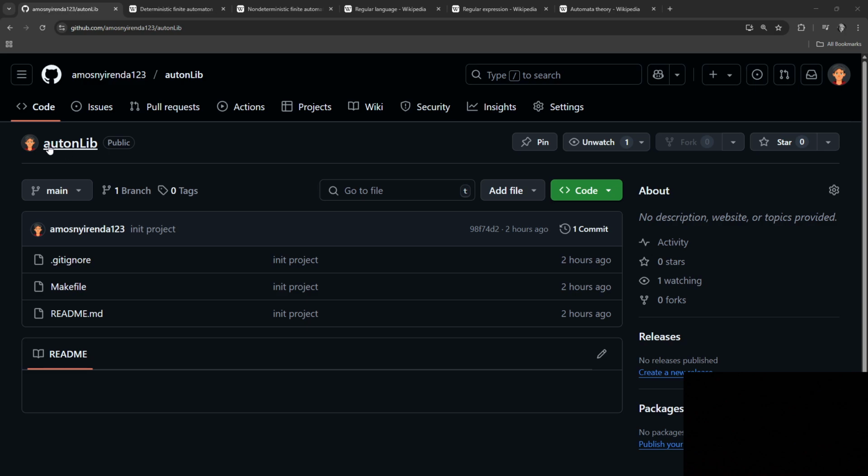The first part, which is "aut", comes from the first part of the word automaton. And then the "on" is basically the last part of the same word, automaton. And then the "lib" here just means that this is going to be a library, all right? So this library is going to be written in C, and why C?